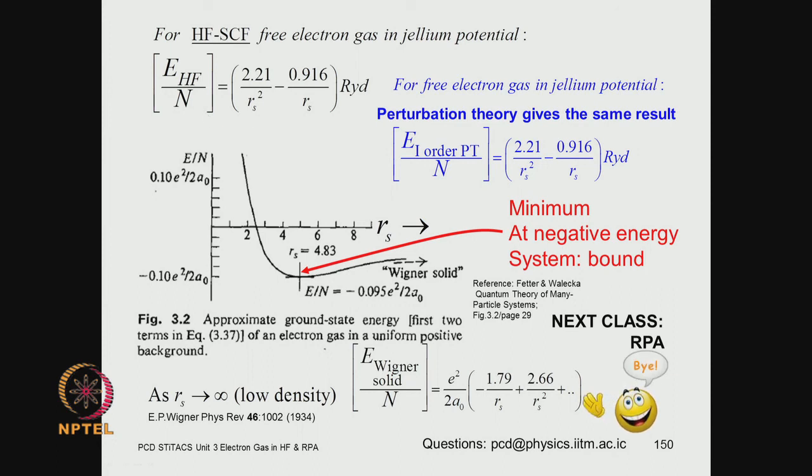We have found that the self-consistent field method of Hartree-Fock and the perturbation theory give exactly the same result. But our worry is going to be that the second and higher order terms do not give you convergence. That is where we will introduce RPA, the random phase approximation, in the next class.